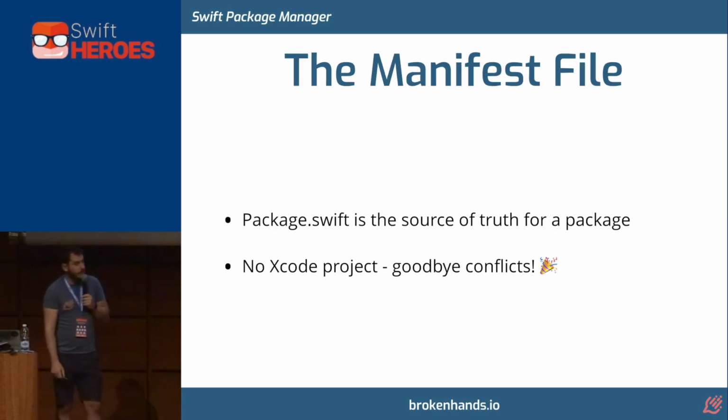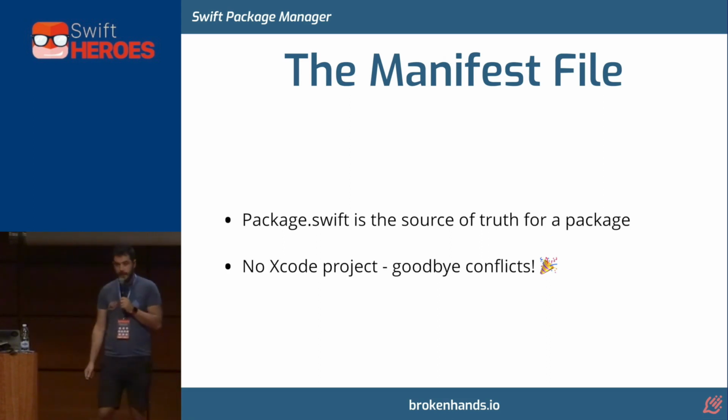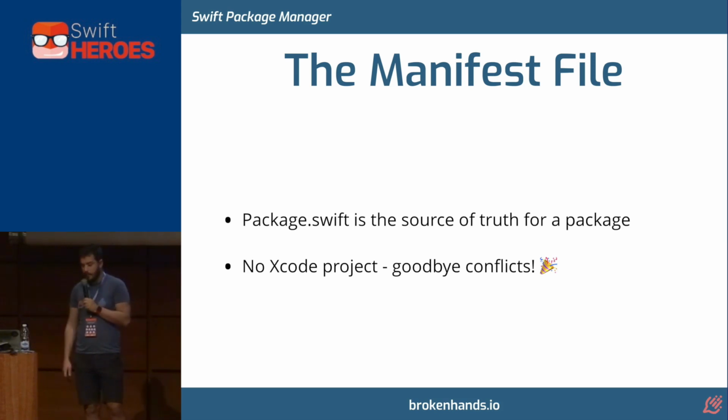So how does it work? All Swift packages are based on the manifest file. And this is your package.swift file. It lives in the root directory of your package, and it's the single source of truth for that package. If you're coming from CocoaPods, it's kind of a mixture of the pod spec and the pod file. But it is the only thing that you need to build a Swift package, which means that you do not need an Xcode project if you're just building a plain Swift package.